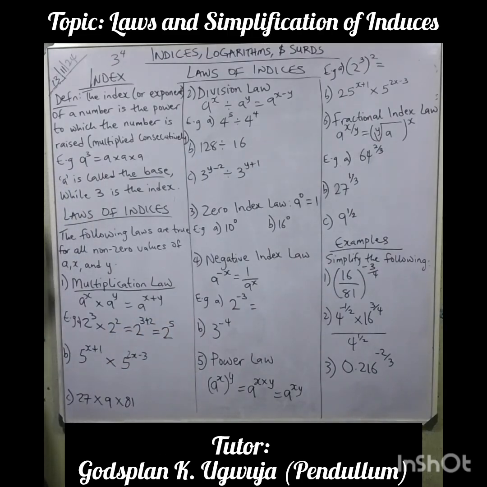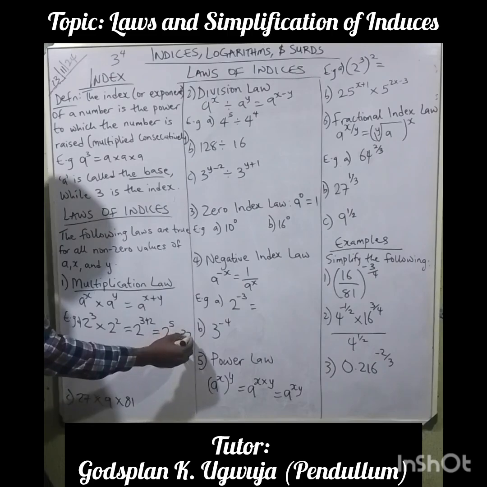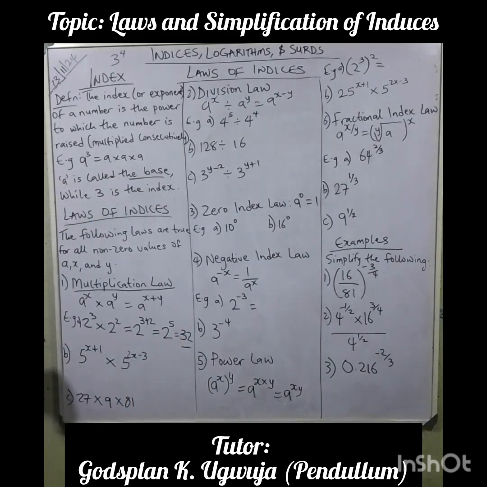Alright, and 2 raised to power 5 means 2 times 2 times 2, 5 times. 2 times 2 is 4, 4 times 2 is 8, 8 times 2 is 16, and then 16 times 2 is 32. So 2 raised to power 5 is 32. Alright, so that's the answer to this.